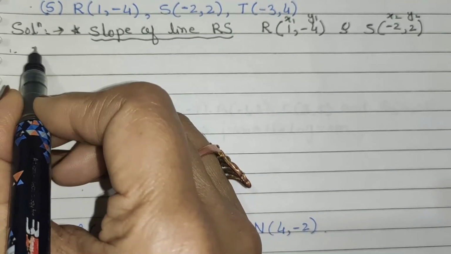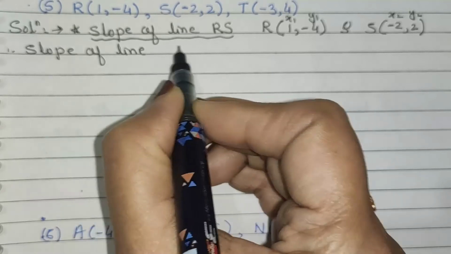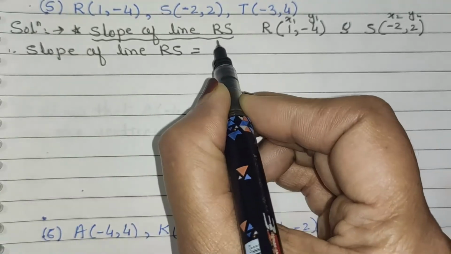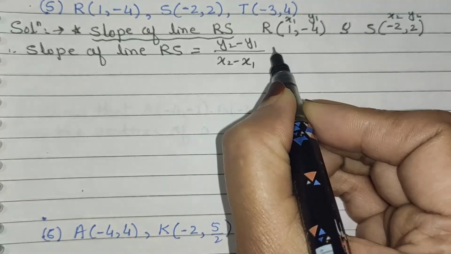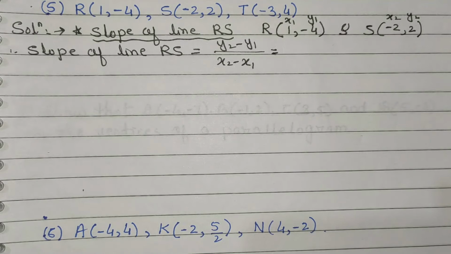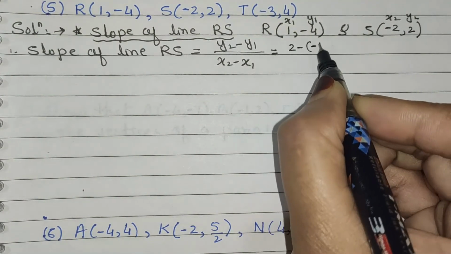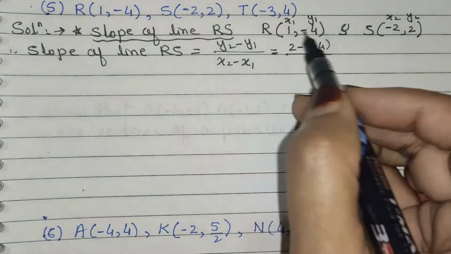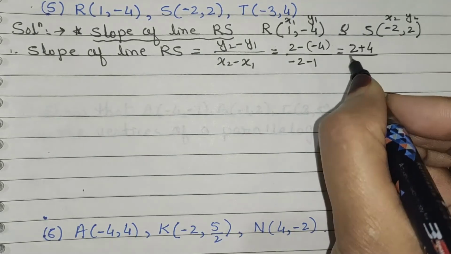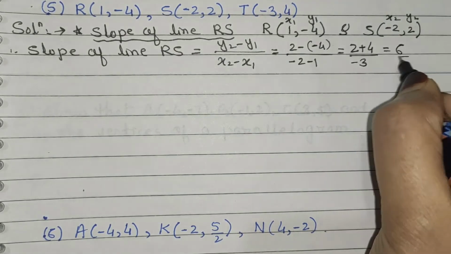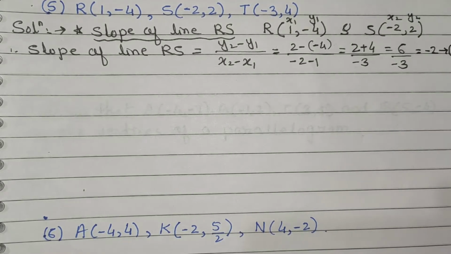Now write down the formula here. Slope of line RS is equal to y2 minus y1 upon x2 minus x1 is equal to, now substituting the values we get here 2 minus of minus 4 upon minus 2 minus 1, so 2 plus 4 upon minus 3 means 6 upon minus 3, so we get minus 2. Give it equation number 1.